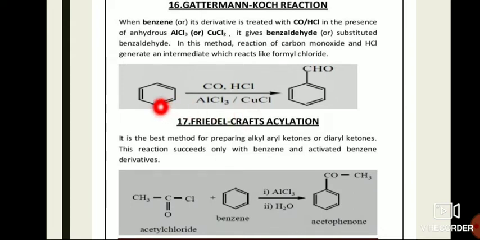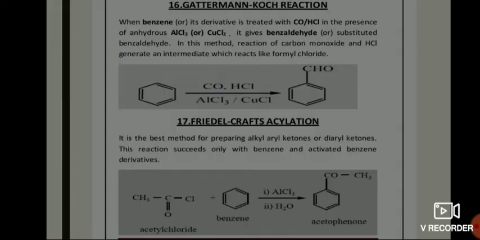Gattermann-Koch reaction. When a benzene derivative is treated with carbon monoxide and HCl in the presence of anhydrous AlCl3 and copper chloride, CuCl2, it gives benzaldehyde. In this method, the reaction of carbon monoxide and HCl generates an intermediate, formyl chloride. Next one, Friedel-Crafts acylation. Acylation means introducing an acyl group into an aromatic compound. Acetyl chloride reacts with benzene to form acetophenone.